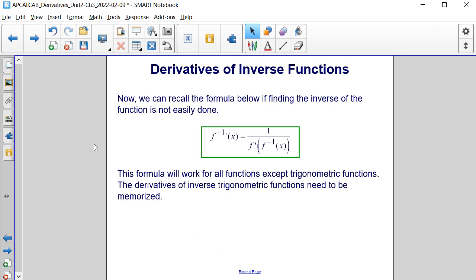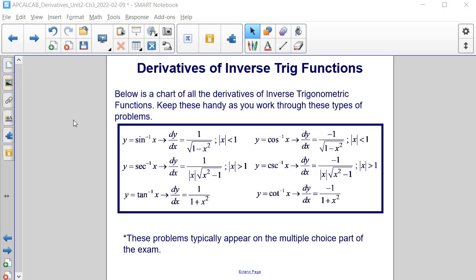It's important to note that we can recall the formula below if finding the inverse of the function is not easily done. This formula will work for all functions except trigonometric functions. The derivatives of inverse trigonometric functions need to be memorized. And here is a chart of all the derivatives of inverse trigonometric functions. Keep these handy as you work through these types of problems. And these problems typically appear on the multiple choice section of the exam.